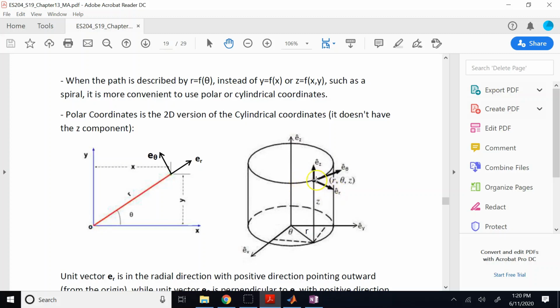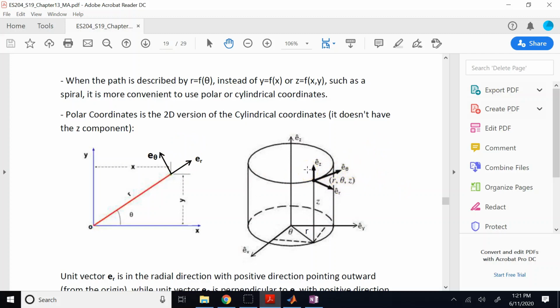First of all, how do we determine the direction? Well, if you look from the top on this picture, e_r is in the radial direction r and outward. The positive direction is radially outward. e_theta is perpendicular to e_r, and the positive direction is the increasing direction of theta. We know theta increases counterclockwise, so e_theta, if you look from the top, is to the left and up. So that's e_r, e_theta, and e_z is perpendicular to both. So e_r cross e_theta is e_z.